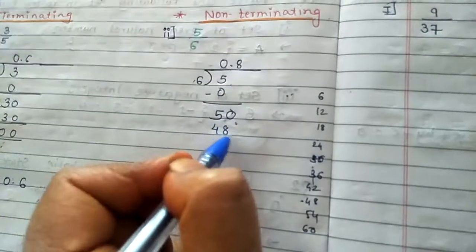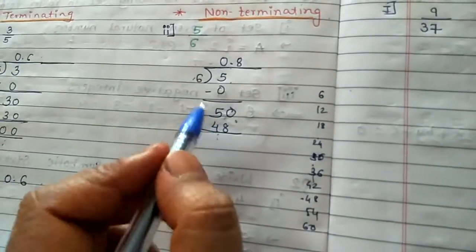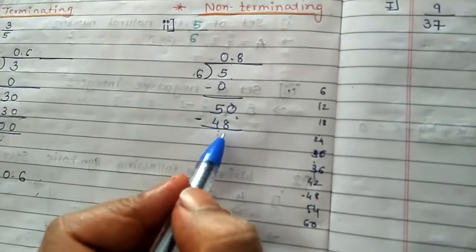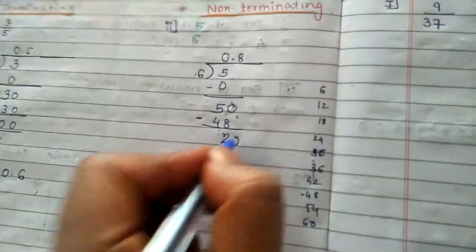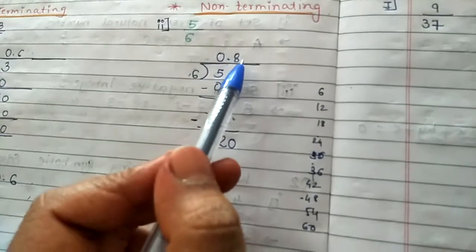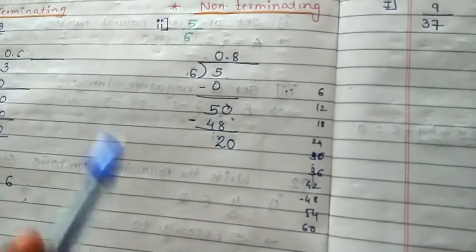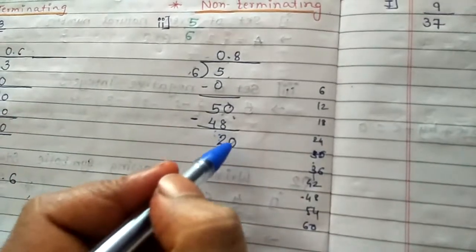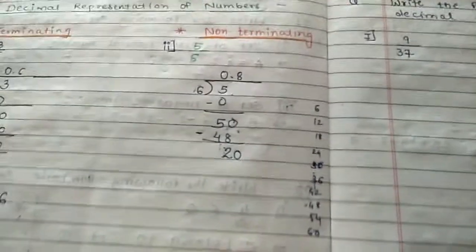Here we are getting 48, 6 8s are 48, so write down here. 50 minus 48 is 2. So again we are getting a remainder. Suppose again we carry 0. Now see here, we gave the point, so there is no need to give the point again here. Once you give the point, you can infinitely carry the 0 to the division.